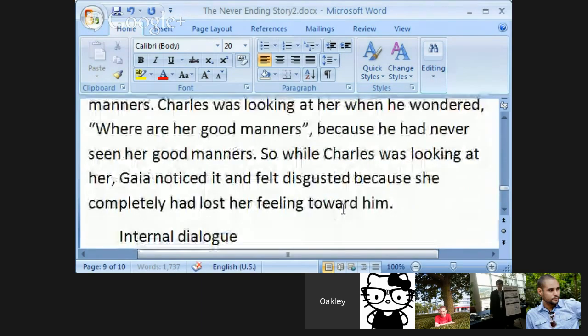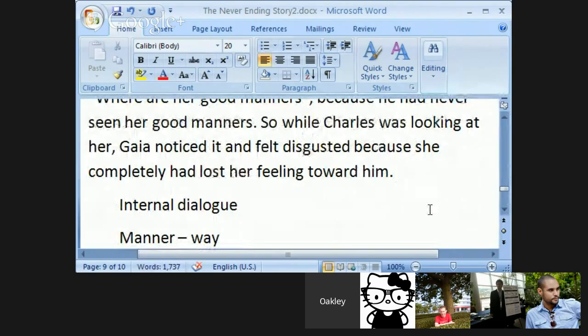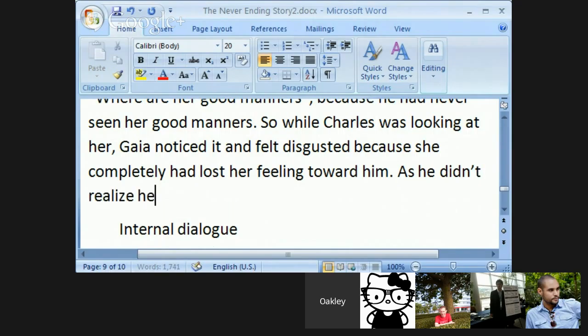Okay, so there we are. Kiko, I know I can always count on you to crazy it up a little. As he didn't realize her feelings, he felt afraid of her. Okay. Of her killing him. You're always so violent, Kiko. Killing him. Oh my God.